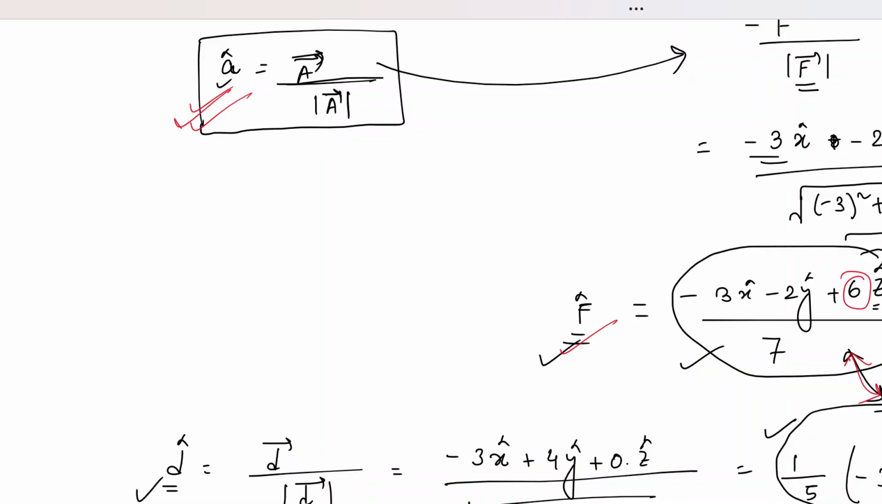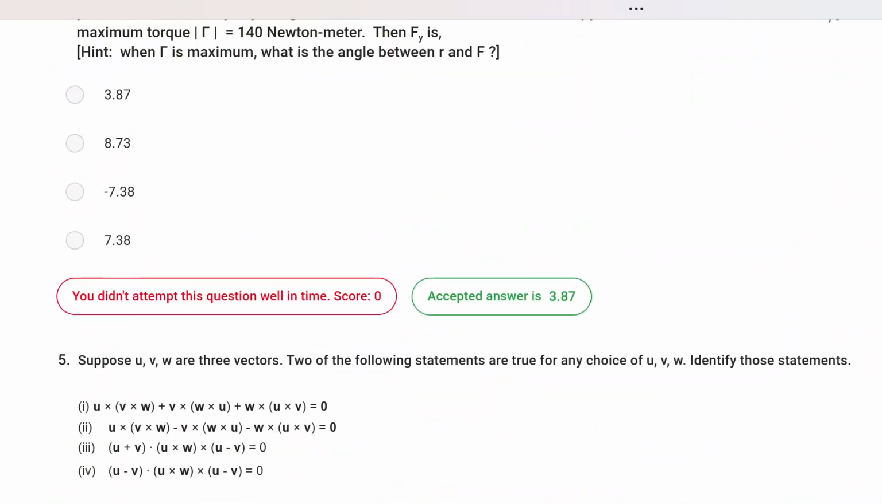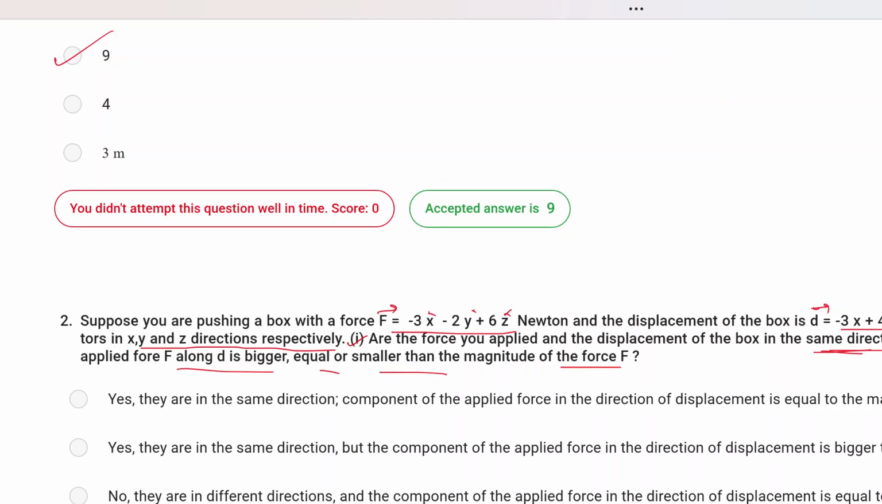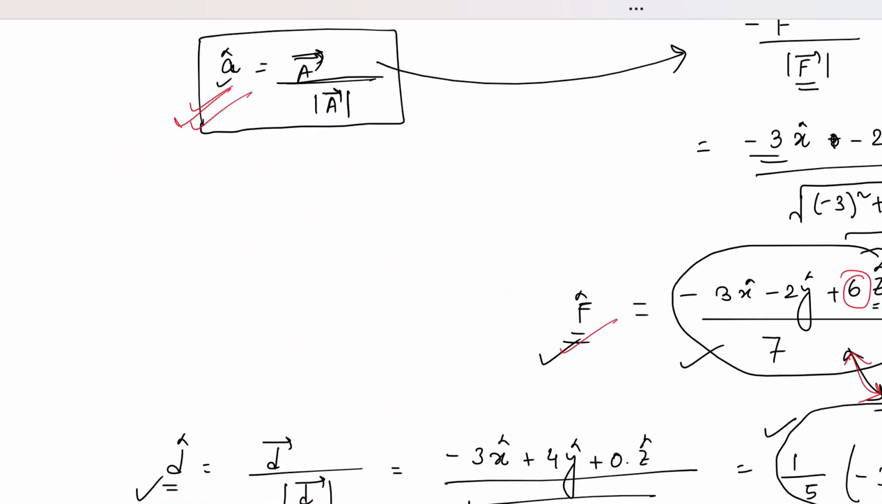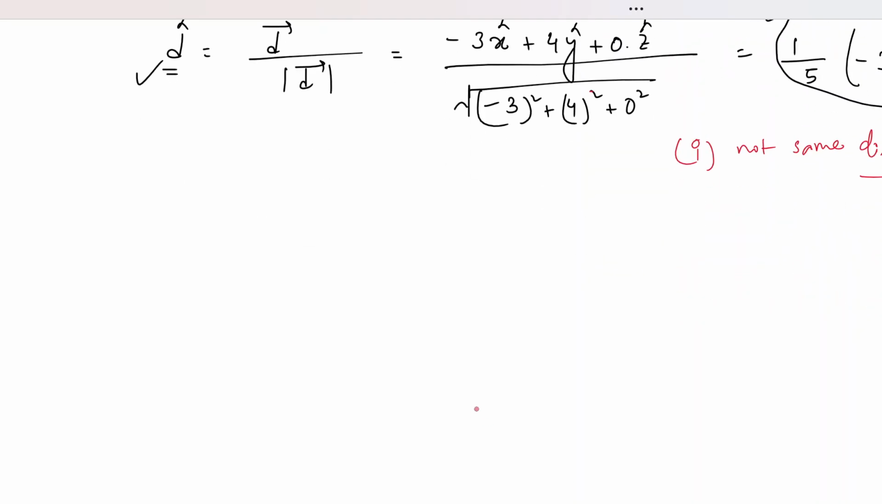Alright. Now we look at part number 2 of the same question. It is asking whether the component of your applied force F along D is bigger, equal or smaller than the magnitude of the force F. So what they are trying to tell you by saying the component of F along D. Our part number 2 is that you have to derive the component of the force vector F along the displacement direction.